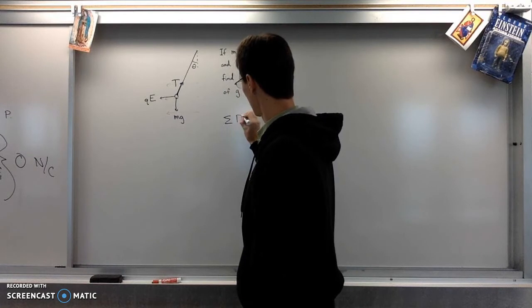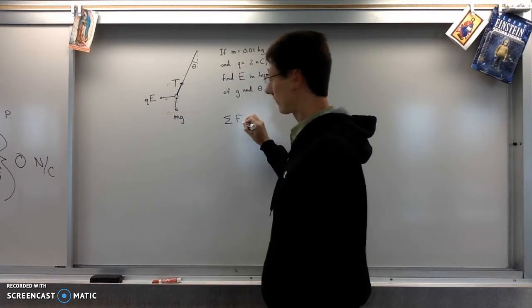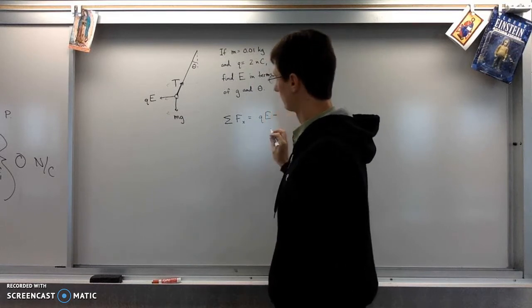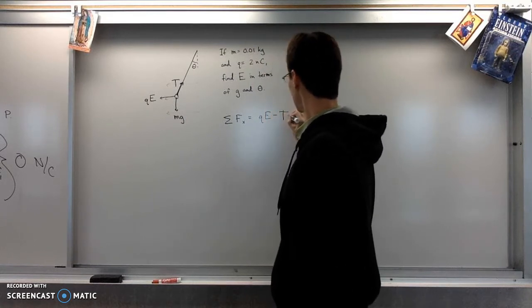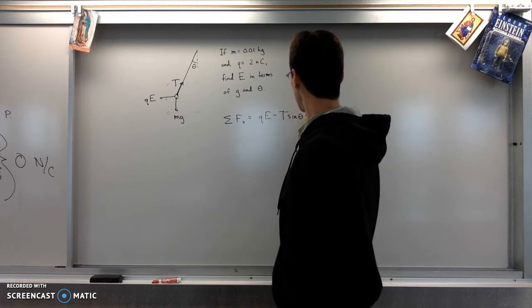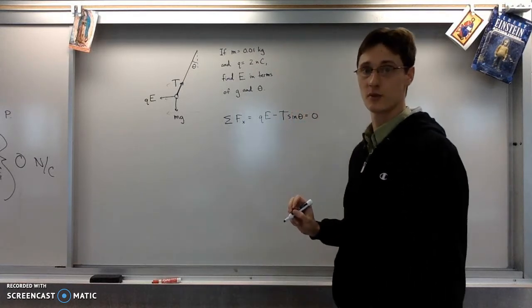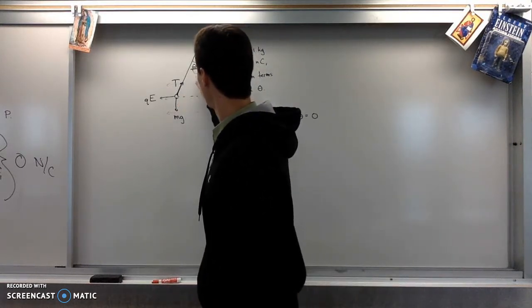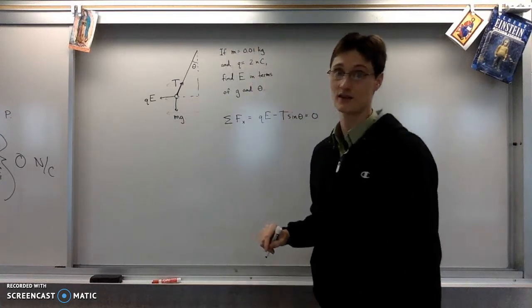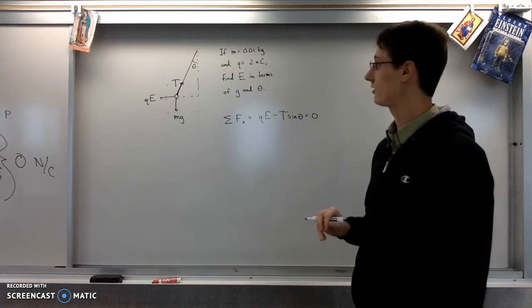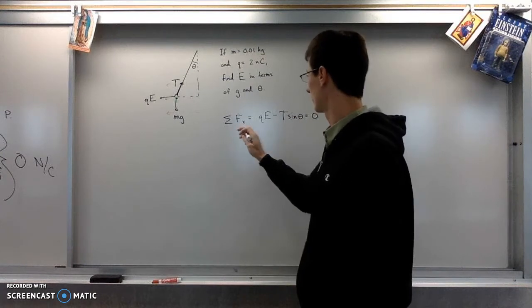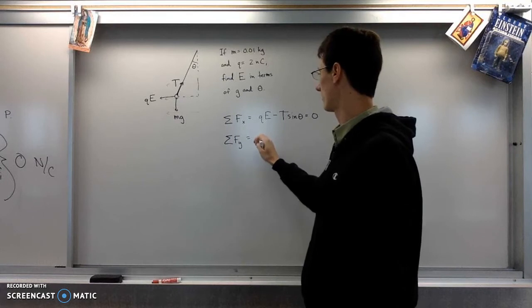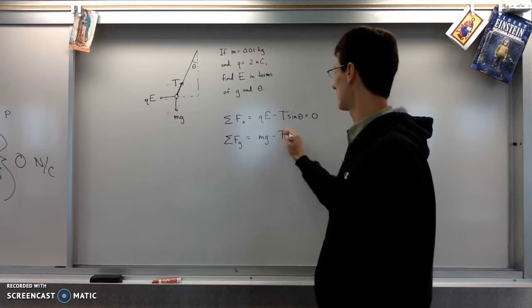All right, so sum of forces. Let's say in the x direction, we're going to have QE minus T sine theta. All right, if you're not sure why it's sine theta, then you should pause the video a moment and think about how trigonometry works and which side of the tension vector is going to be in the x direction, and therefore which trig function would give it to you. And the forces in the y direction are going to be mg minus T cosine theta.